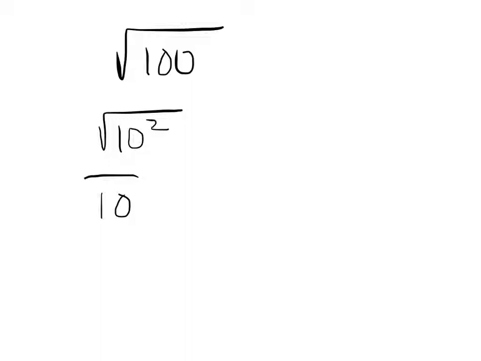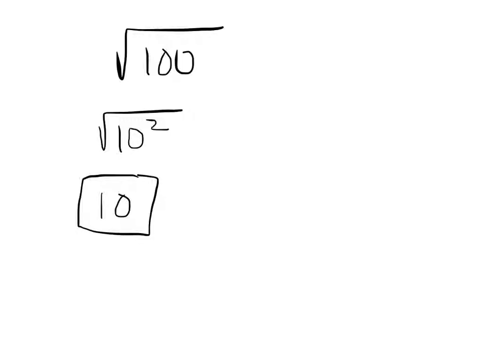So how about that root 100? Root 100 is one number. It's a positive number because there's no symbol, no negative sign in front of the radical. So root 100 is root 10 squared, which is simply 10. And we would say that 10 is the principal or positive square root of 100.